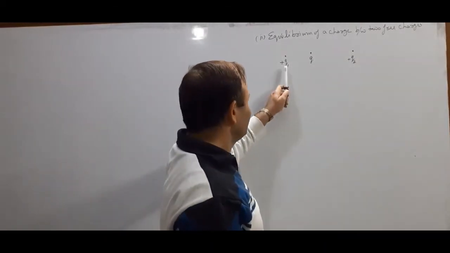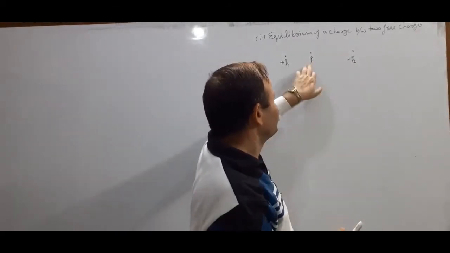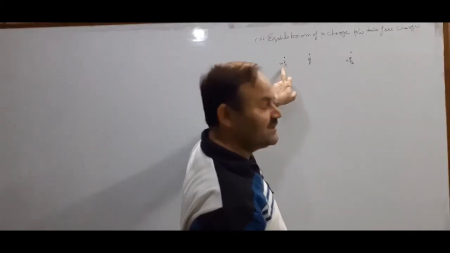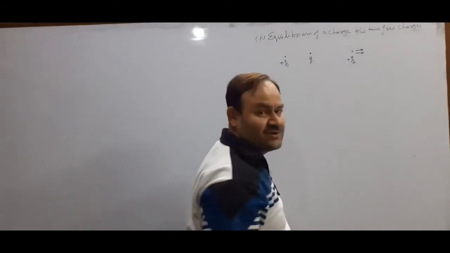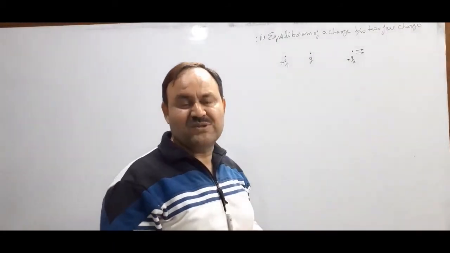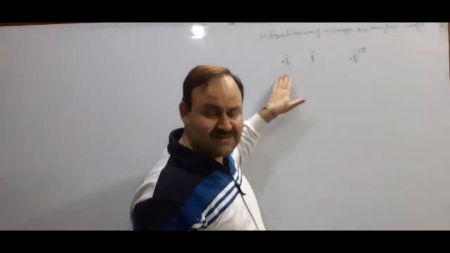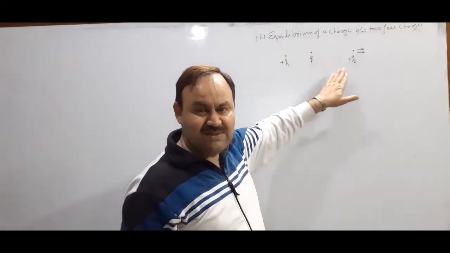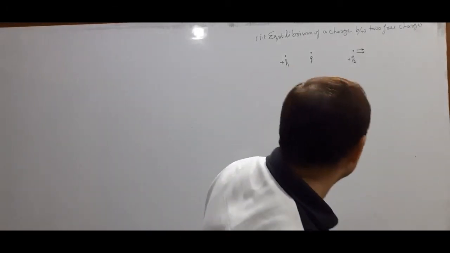But when we come to the equilibrium of Q1 and Q2, then Q2 will experience a force due to Q away from Q. Similarly, Q1 also away from Q. It means the equilibrium of Q2 will not be possible. So it means if all the three charges are like charges, then equilibrium of a charge between two free charges will not be possible.